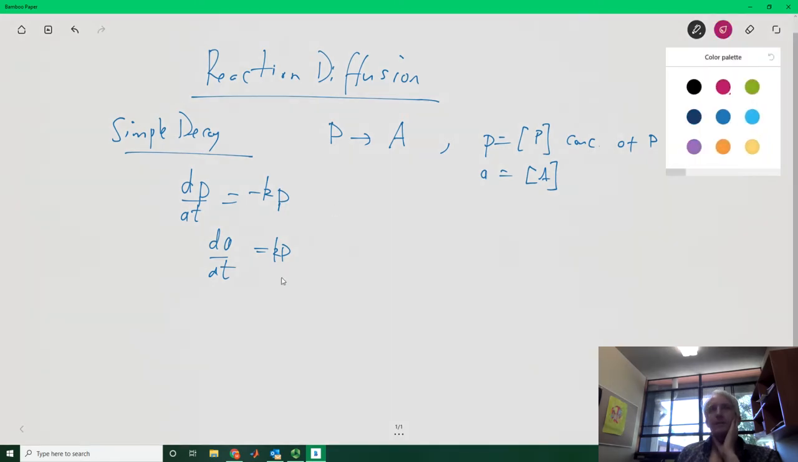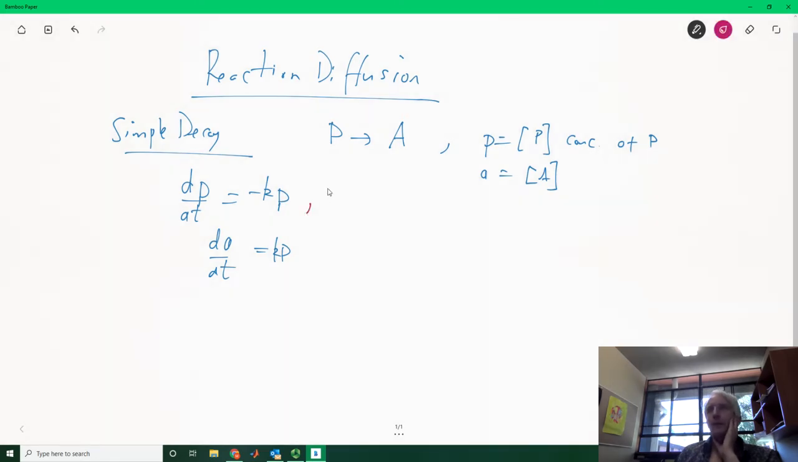And we get P equals P naught e to the minus kt, and A equals A naught plus P naught times (1 minus e to the minus kt). The second one you just find by integration, right? This is just the integral of k times that, and then you get some boundary condition A naught. Okay, no problem, that's simple decay.